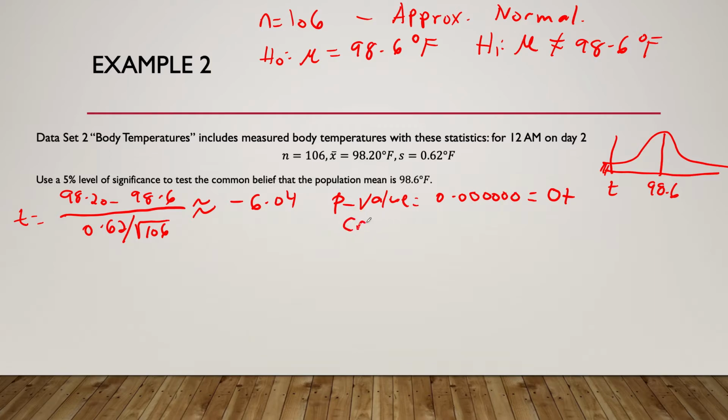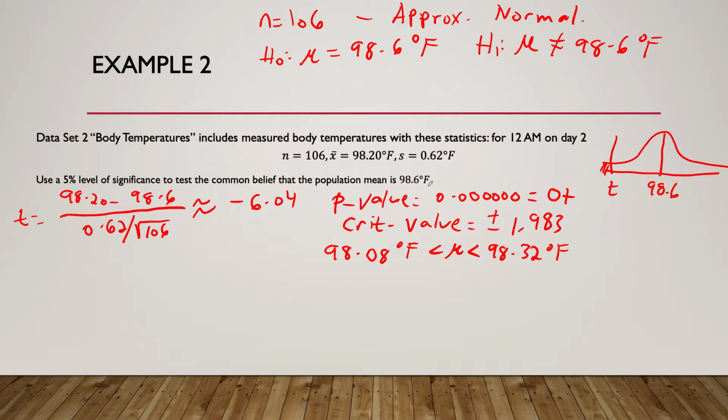The critical value is equal to positive and negative 1.983. And of course, negative 6.04 is absolutely nowhere near that. We could also find a confidence interval if we wanted to. This would be 98.08 degrees Fahrenheit less than the mean less than 98.32 degrees Fahrenheit.